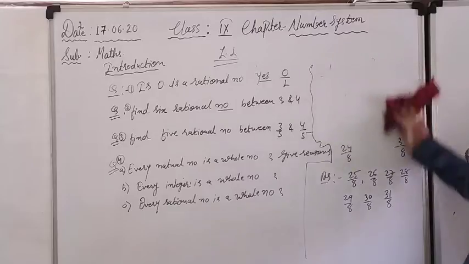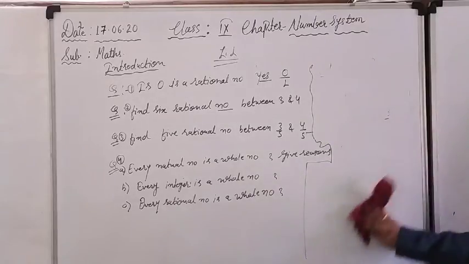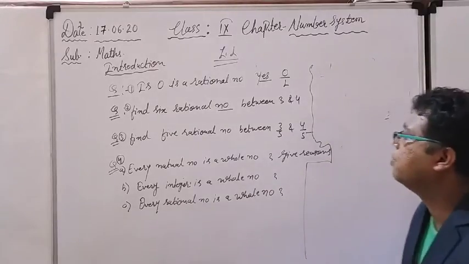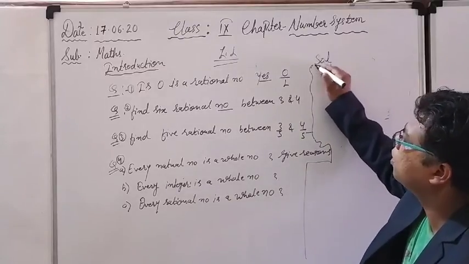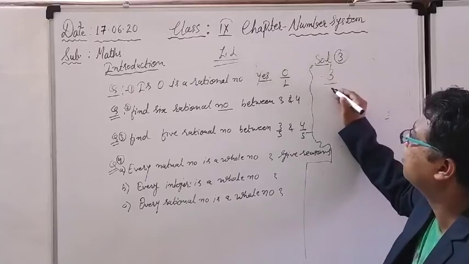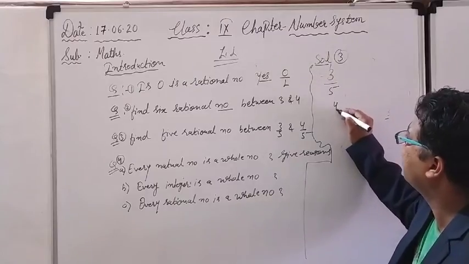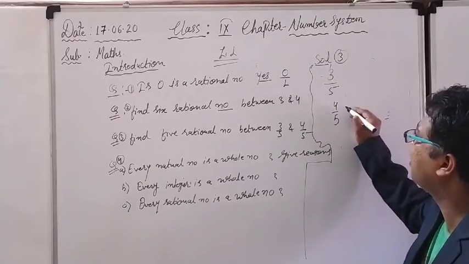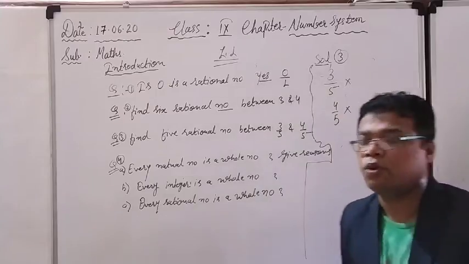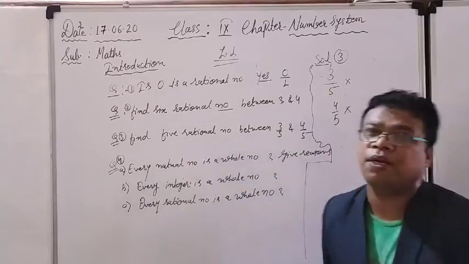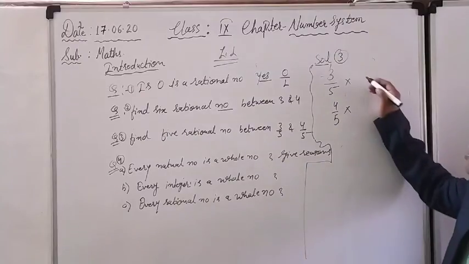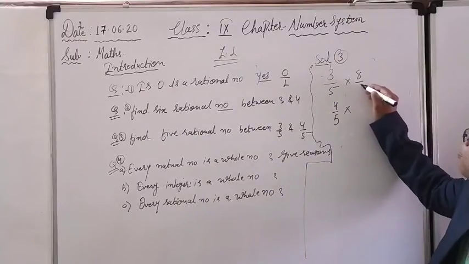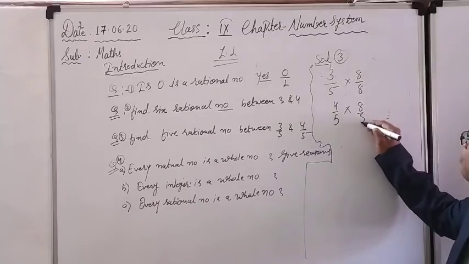Next, question number three: find 5 rational numbers between 3 upon 5 and 4 upon 5. See solution number 3. 3 upon 5 and 4 upon 5, I have written them here. Same thing I have to do. How many rational numbers do I have to find? 5. So suppose I am again multiplying with 8. No problem.